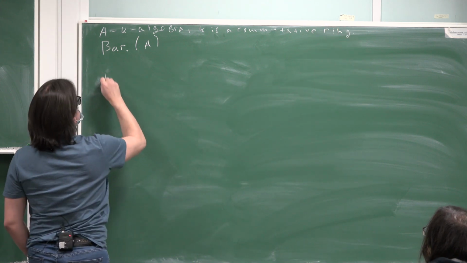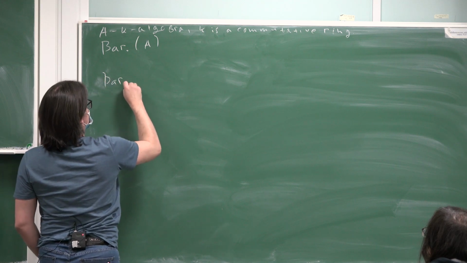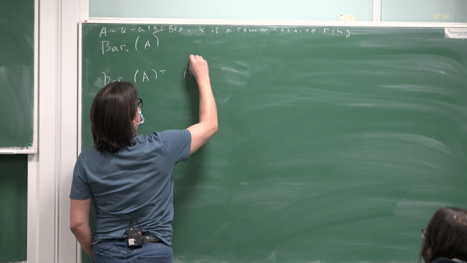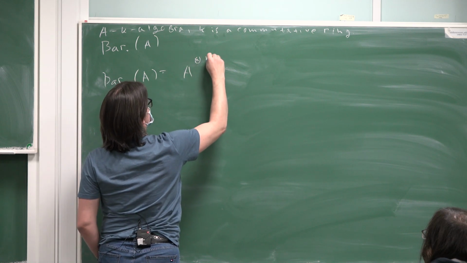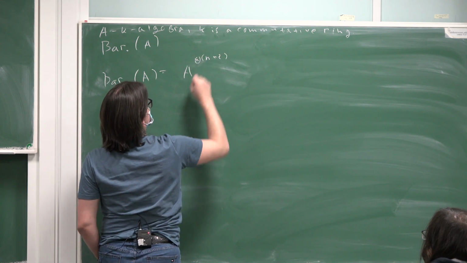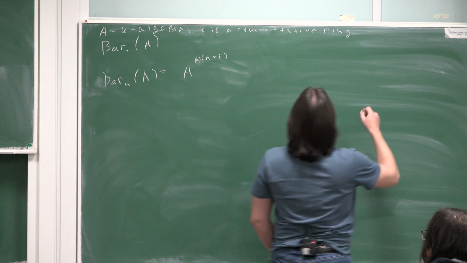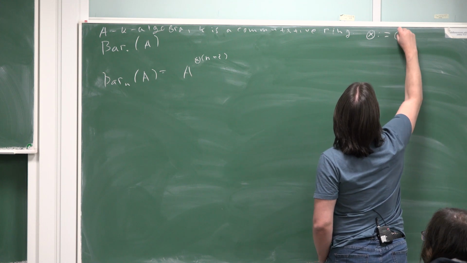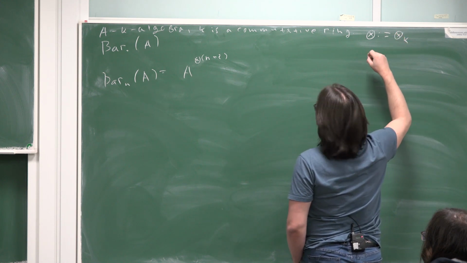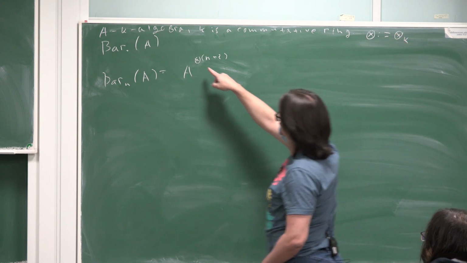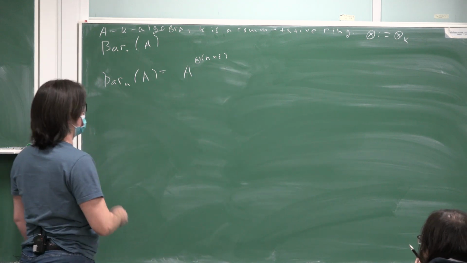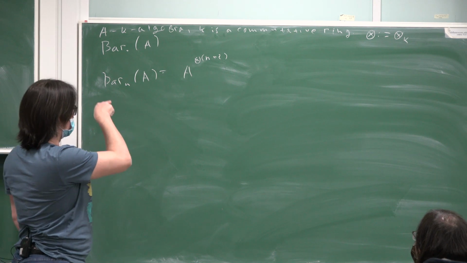Well, bar n of A is simply the (n+2)th tensor power of A, where we write tensor instead of tensor over K, and of course the (n+2)th tensor power is A tensor A and so on, n+2 copies of A.